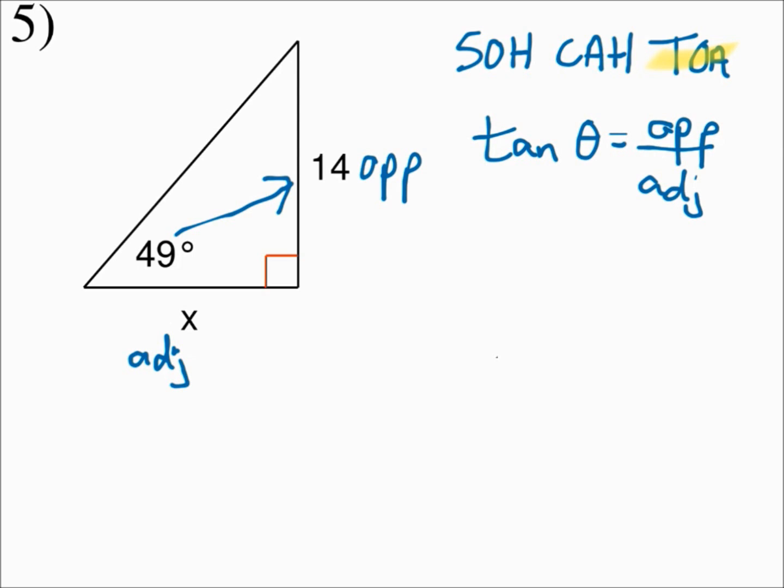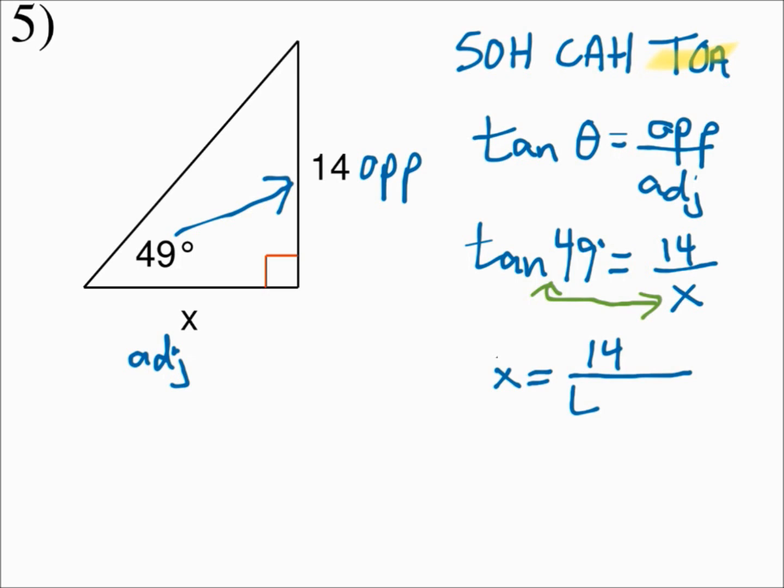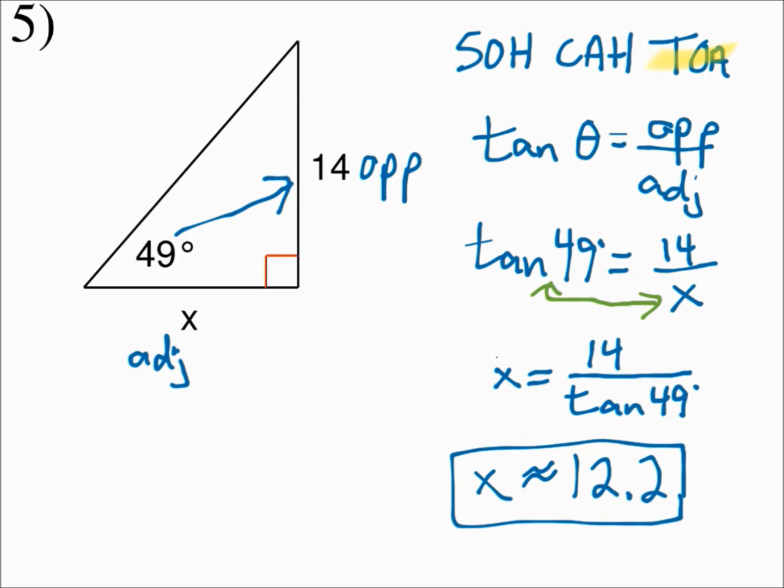Identify what the sides are, and then determine which trig function to use. Substitute in. Theta is 49 degrees, equals opposite, which is 14, over adjacent, which is x. When x is in the denominator, remember you can switch it with what's on the other side of the equal sign. So x equals 14 over tangent 49 degrees. When you punch that in, x is approximately 12.2.